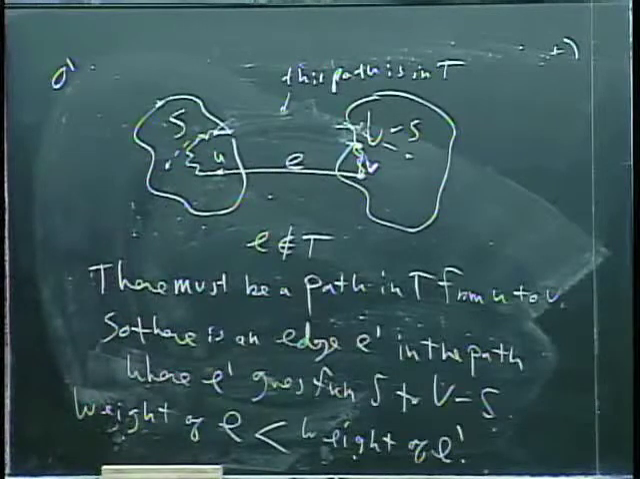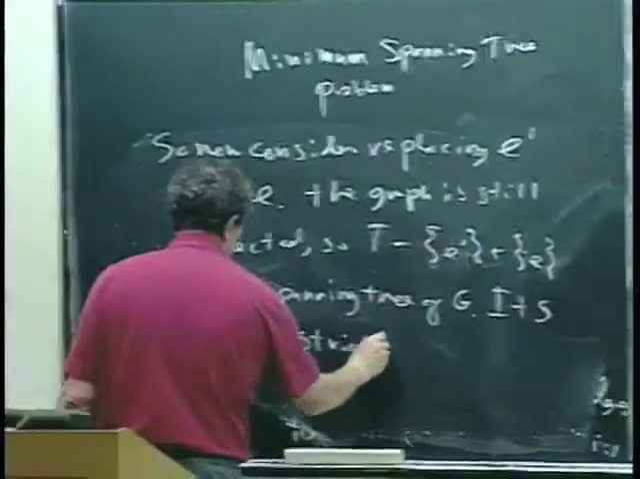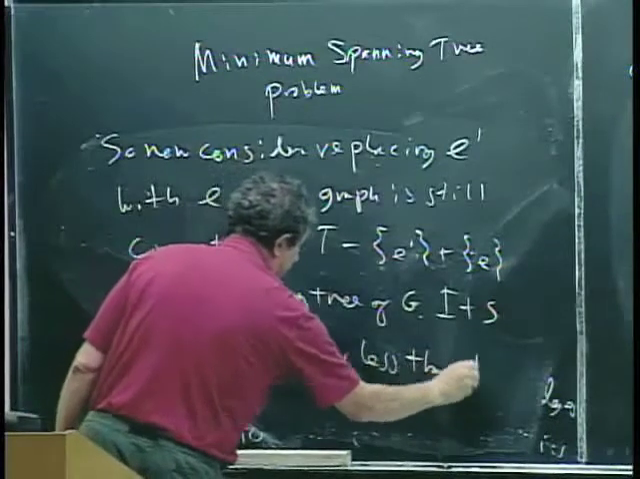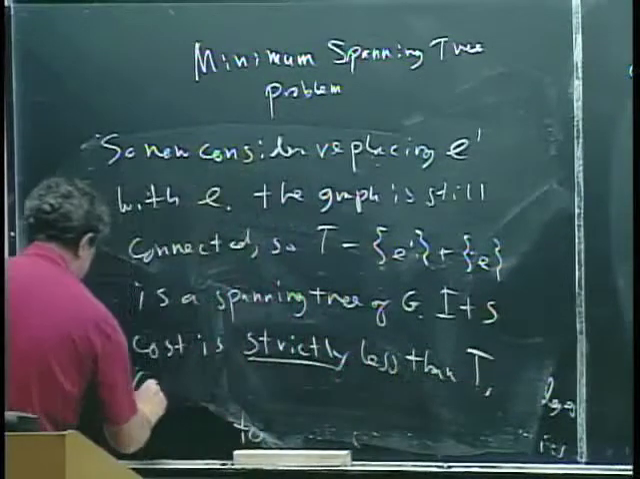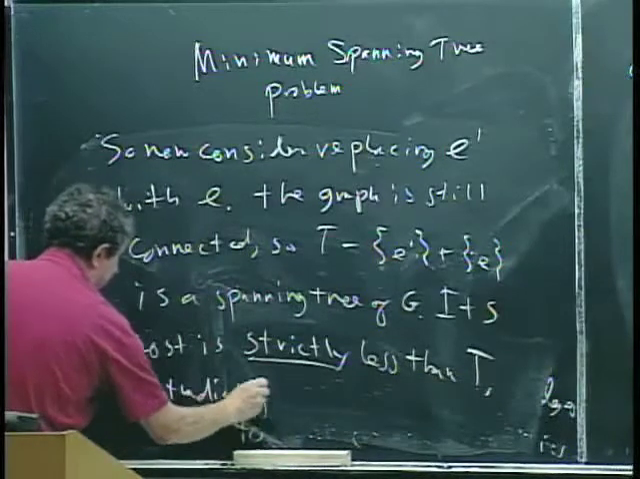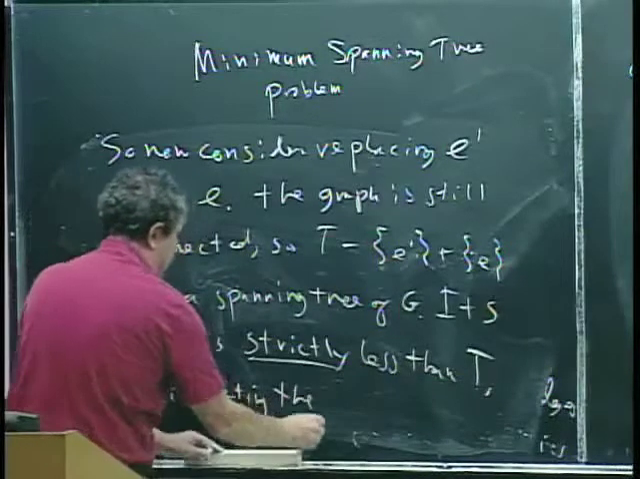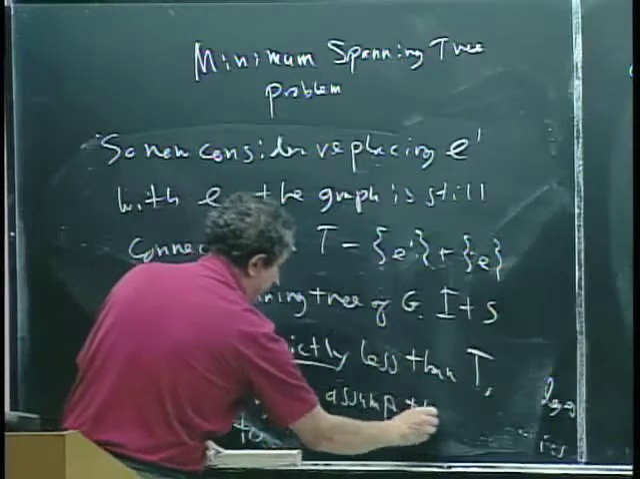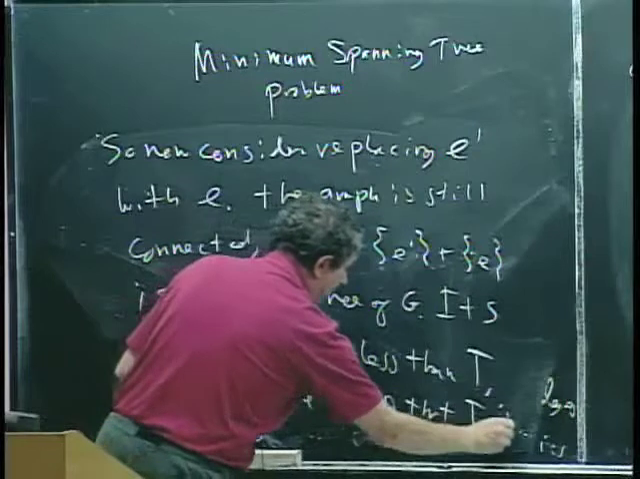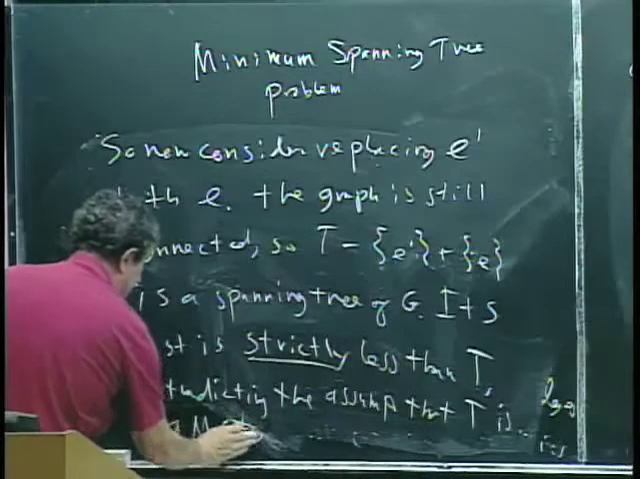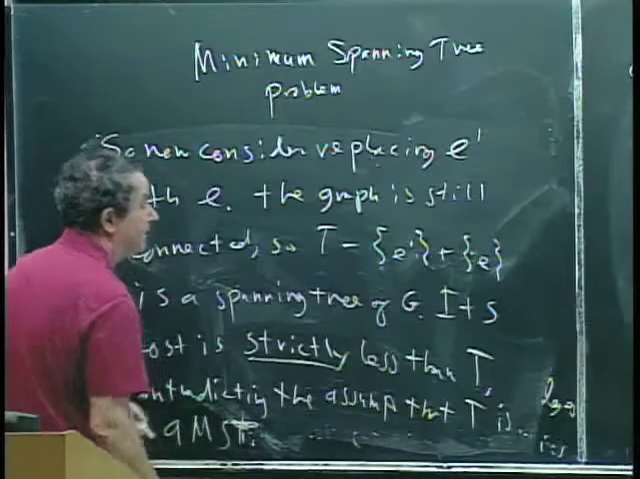Its cost is strictly less than T, but that's a contradiction, contradicting the assumption that T is a minimum spanning tree. Okay, and so that's the proof of the lemma.